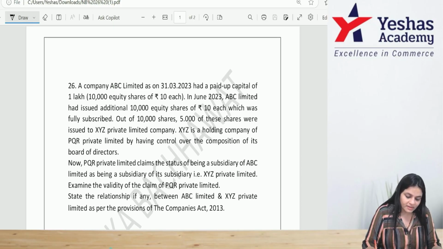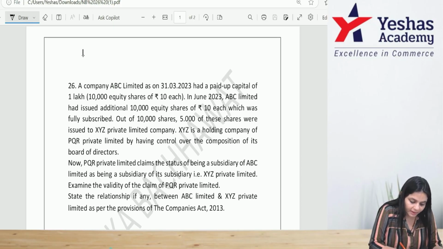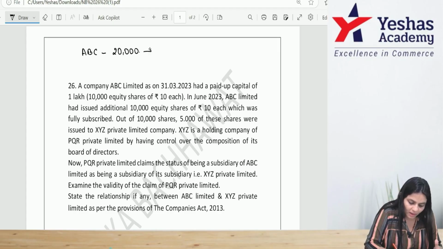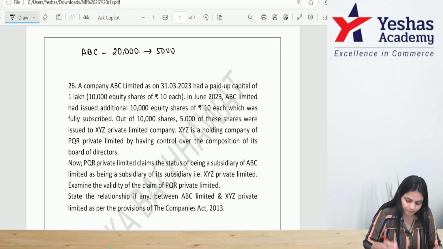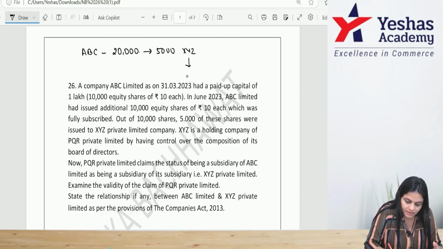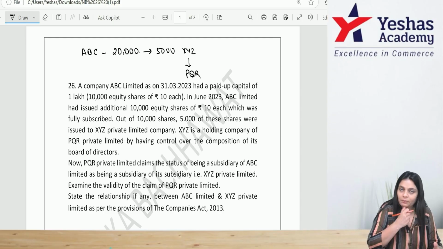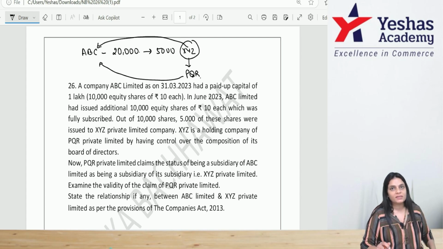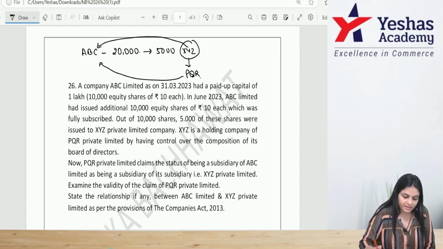Okay. So basically, company ABC has total number of shares of 20,000. Of this, 5,000 was taken up by XYZ. PQR is the subsidiary of XYZ, and PQR says that since XYZ is the subsidiary of ABC, I am also the subsidiary of ABC. Correct? That is what they are saying, being the subsidiary of the subsidiary.